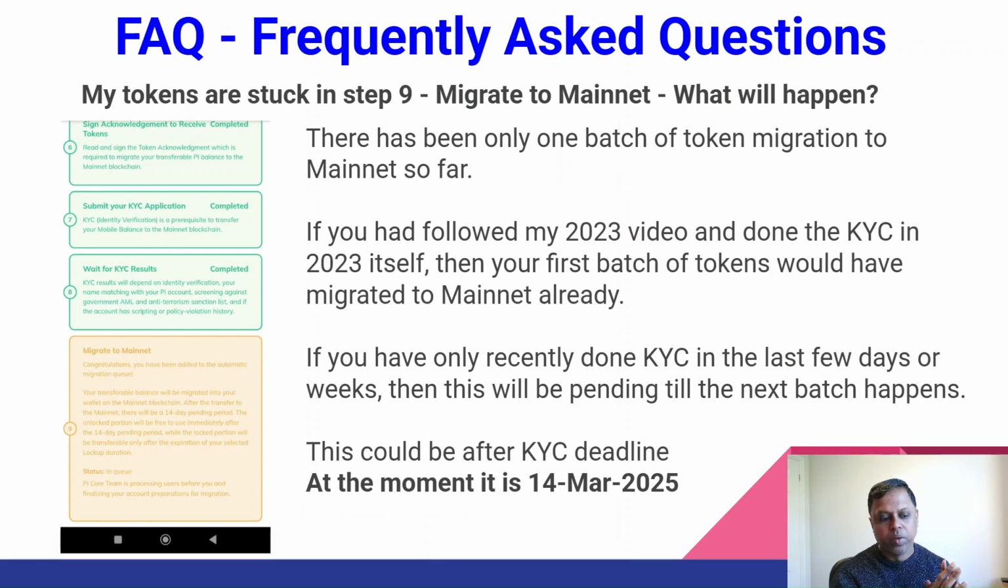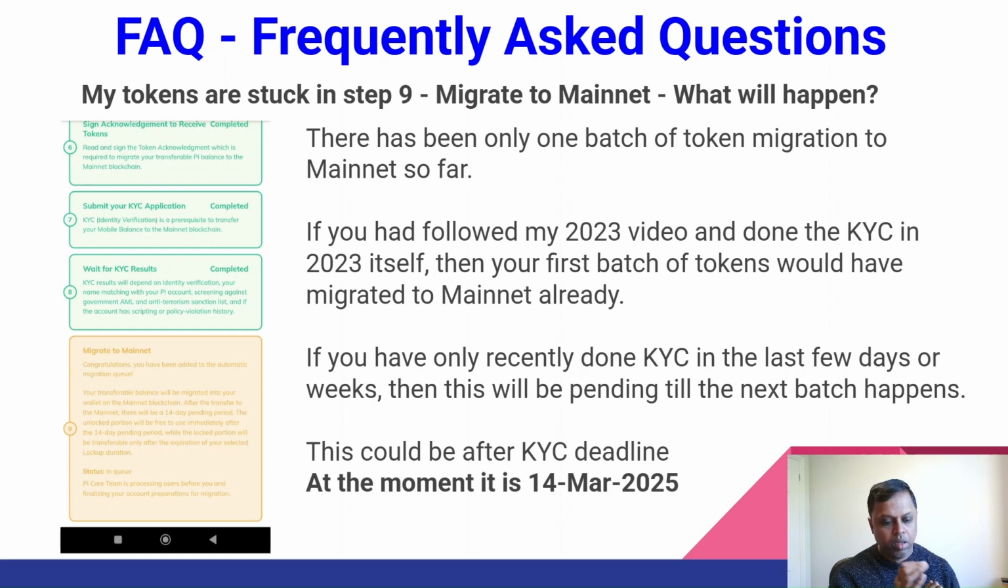The most frequent question is, my Pi is stuck in migrate to mainnet. What will happen? Like I said before, in my understanding, there's only been one batch of token migration, which happened potentially in January of 2025. So if you have done the KYC from 2023 based on my video, or in the last 2 years, then potentially your migration would have been done and be showing as green. If you've only done the KYC in the last few days or few weeks, or after that first mainnet migration in January, then this step, KYC completed, but your mainnet migration is still pending.